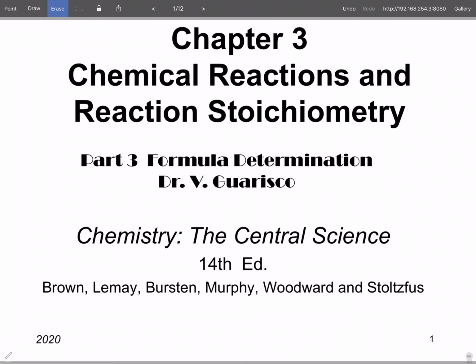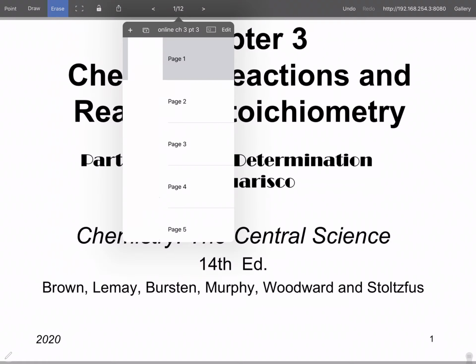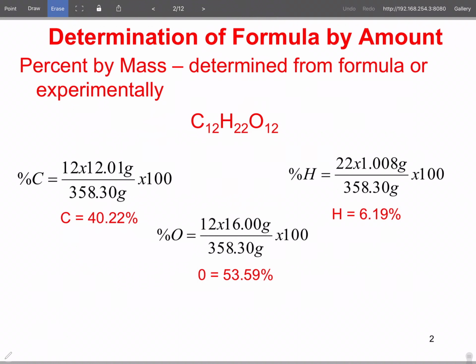We're doing part 3, formula determination. So we talked about moles and molecules and atoms. So we're going to take it farther into the molecule. The first thing you can do is if you have a known formula, you can do the determination of the formula by amount, or if you know the formula, you can get the percentage, or you can actually work it backwards, and I'll show you how we're going to do that.